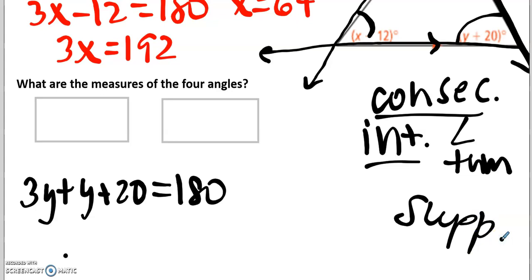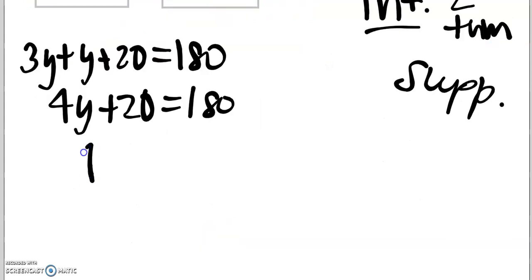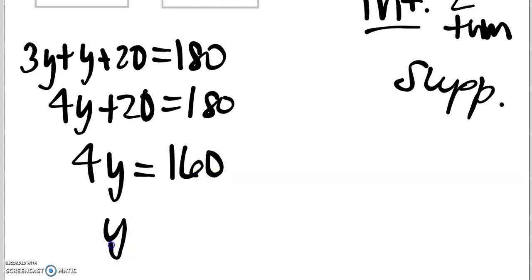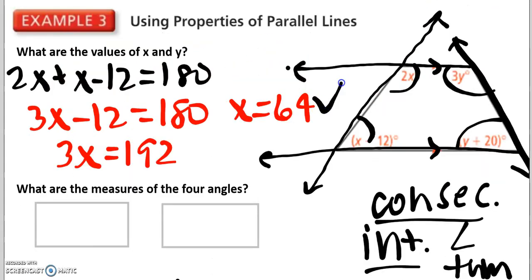So I'm going to combine like terms. 4y plus 20 equals 180. Solve for y. I'll subtract 20 from both sides. I'm going to get 160. Divide by 4 on both sides. I'm going to get y equals 40. Solved for my variables. Now it wants me to find the measures of the 4 angles.